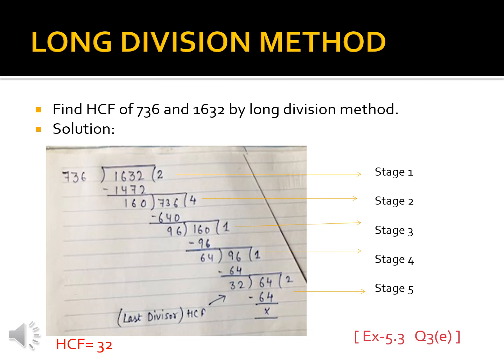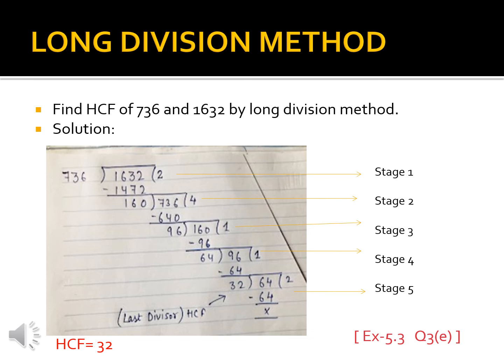So the divisor is 736 and we will divide 1632 by 736. 736 twos are 1472. I subtracted it and got the remainder as 160. Just look at the very first division: 736 multiplied by 2, so I got 2 as the quotient and 160 as the remainder, right? The next step was that the remainder becomes the new divisor and the previous divisor becomes the new dividend. So here at this step you can see that I have made a new division sign at the right hand side of 160.